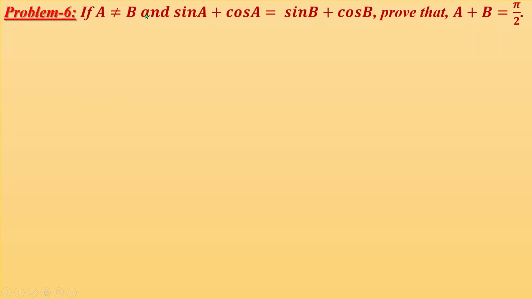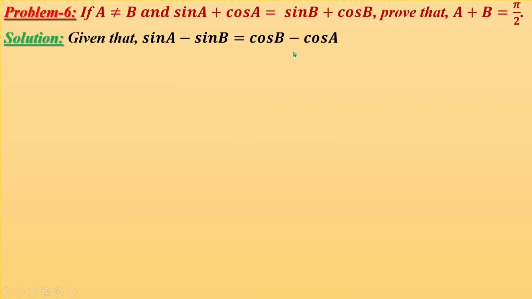Problem 6. If a is not equal to b, that means the angles are not equal, and sin a plus cos a equals sin b plus cos b, prove that a plus b equals pi by 2. Given that, at first you have to write the given line, that means sin a plus cos a equals sin b plus cos b. This is the second line. That means we convert sin b to the left side and cos a to the right side. That will be the second line.